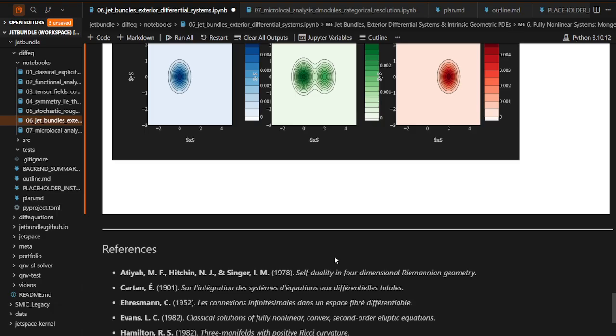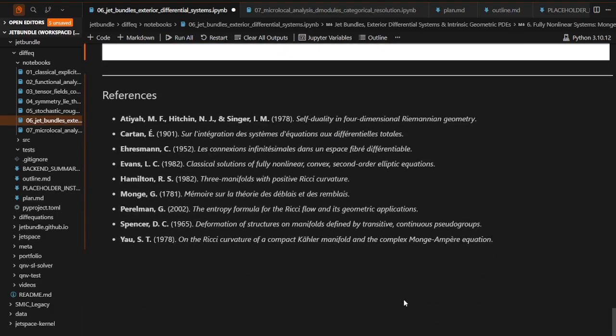So what's next is we're going to talk about microlocal analysis in the next section, and D-modules, sheaves and stuff, categories, and solving differential equations with those.